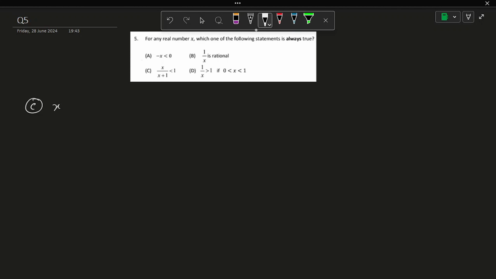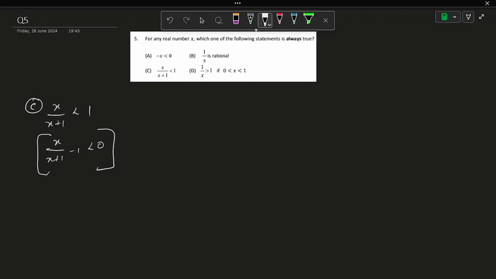Now we have x plus 1 less than 1. Let's take 1 to the other side. We have x plus 1 minus 1 less than 0. Now we are trying to find the validity of this. So this is actually the same as this. So is this always true? Is this always less than 0?